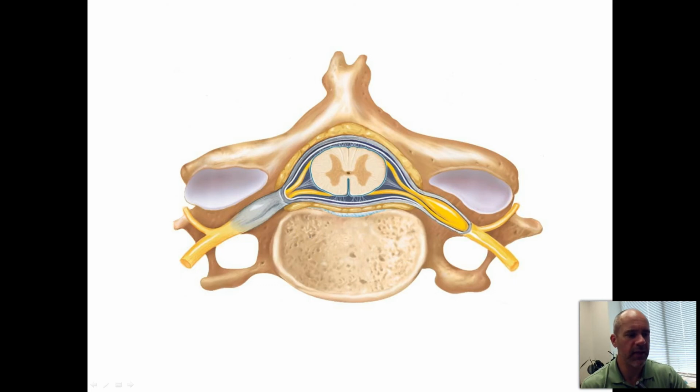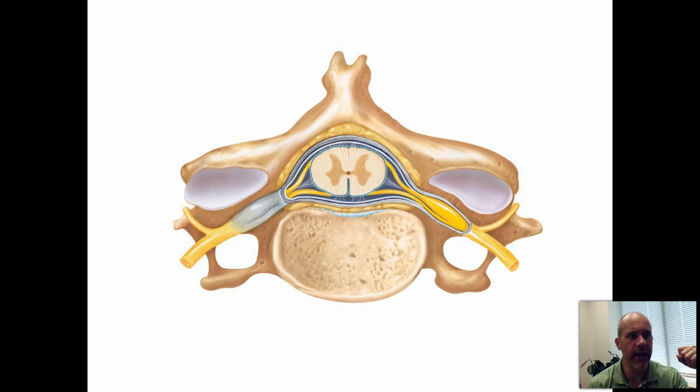All right, next video clip here, we're going to talk about the features that you need to know from the spinal cord. And I'm going to start off by pointing out the three different layers of the meninges and where they're located around the spinal cord.